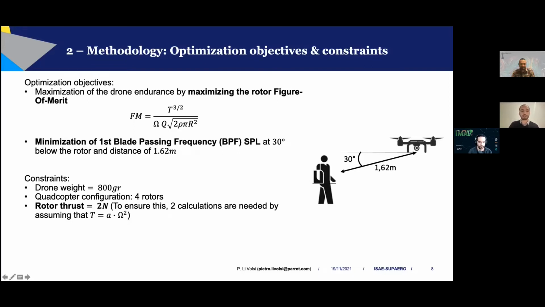The only constraint set for our optimization is the thrust, for which we have a rotor thrust of 2 newtons, which corresponds to 800 grams of the full drone weight. To ensure the 2 newton thrust, we need 2 different calculations, and we will assume that the thrust follows a quadratic curve.